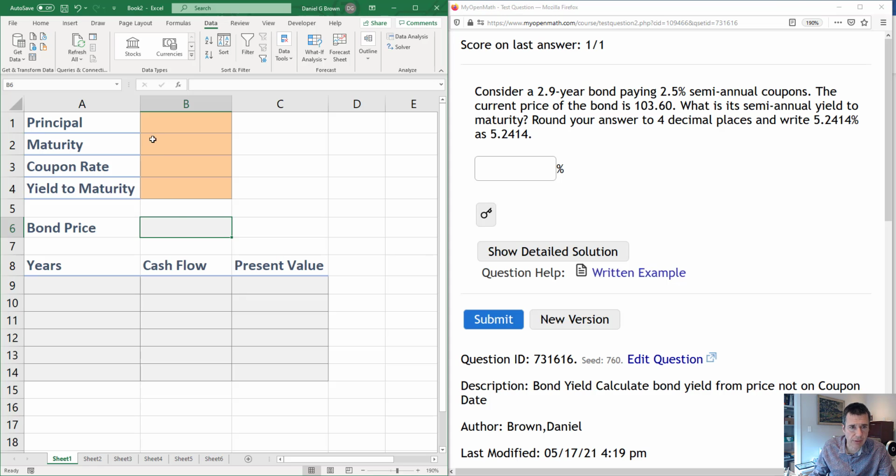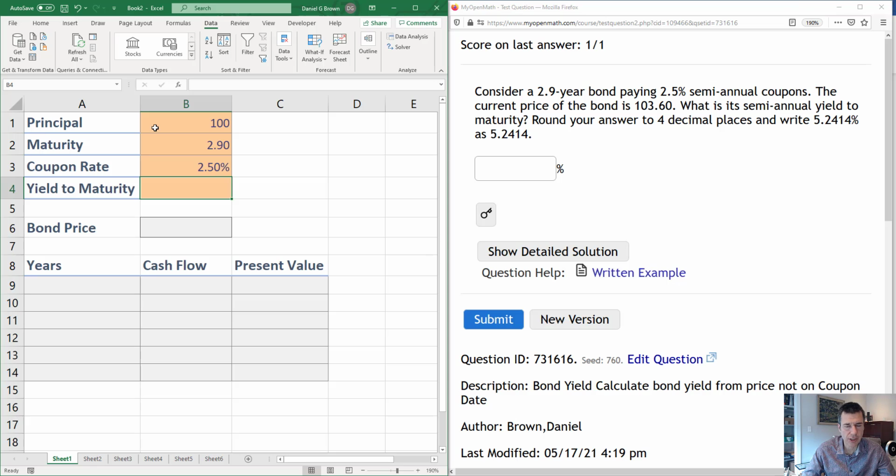Okay, so we have a bond price, which means the principal on our bond is $100. Right, the bond price is the price for $100 of principal. The maturity is 2.9 years. The coupon rate is 2.5%, and we're just going to make up a yield to maturity.